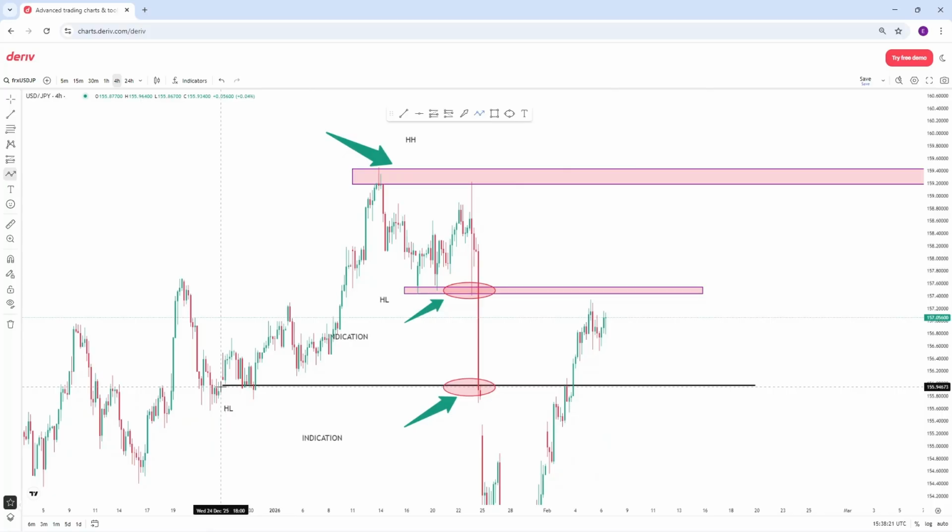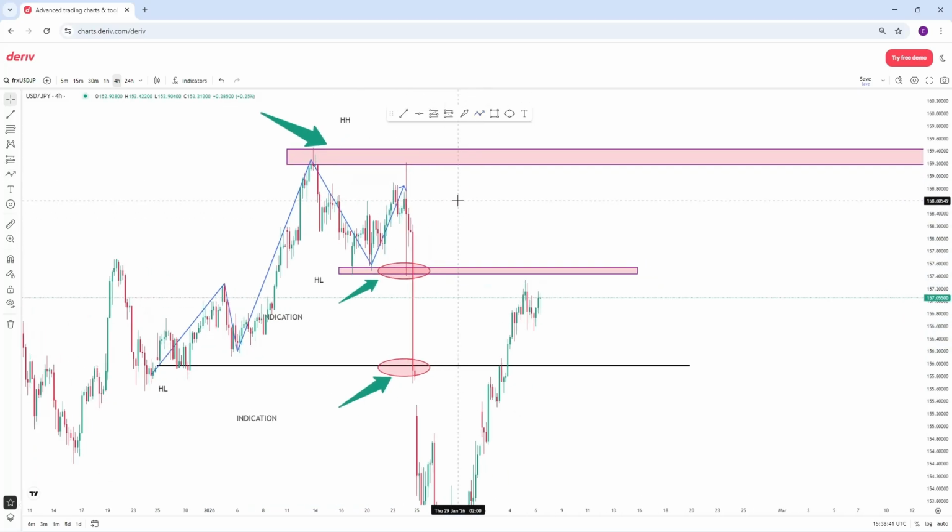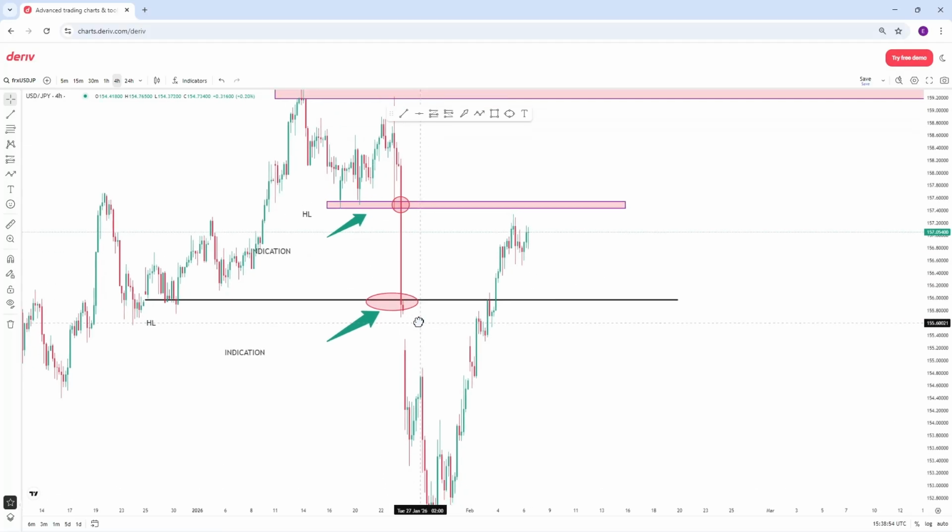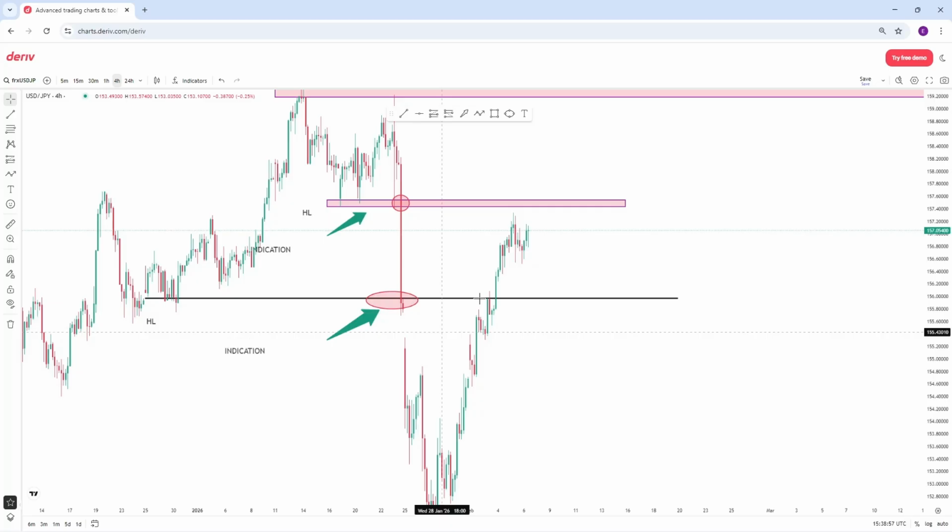You can see we're in an uptrend. Higher low, higher low, higher high, higher low. So the market failed to make another higher high. You can see it. The market failed to make a higher high here. So what happens? The market gave us an indication here, an indication to the downside. Look at this break downside.